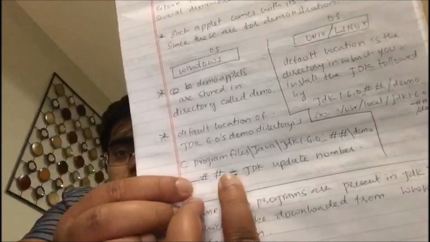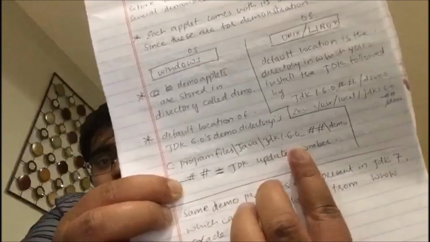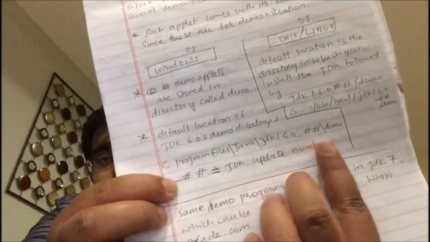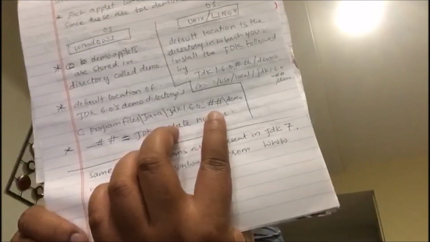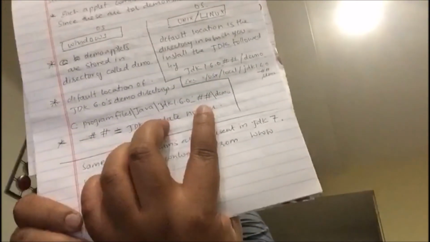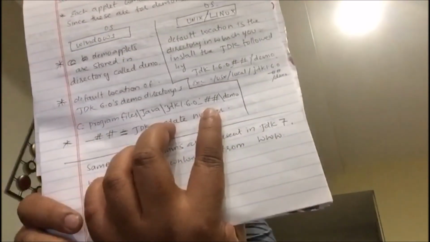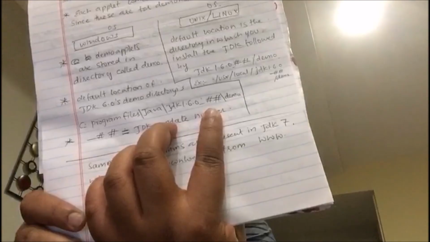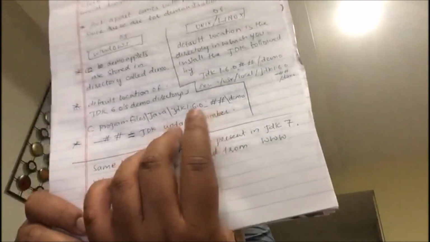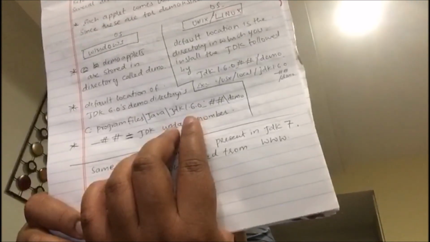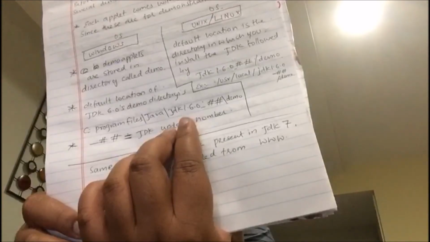So here it shows the C:\Program Files\Java\jdk1.6.0_##\demo. The hashes represent the JDK update number. On Unix and Linux, the default location is the directory in which you install a JDK, followed by jdk1.6.0_##/demo, for example.